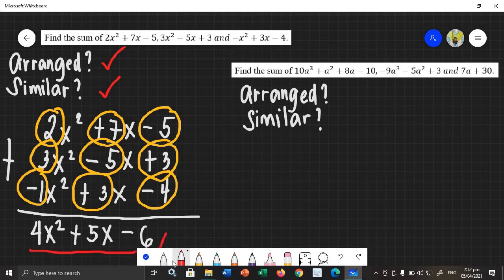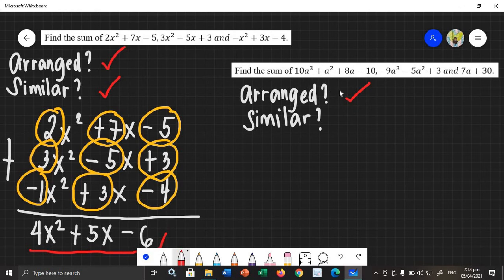Okay, and then last problem, we will be finding the sum of 10a raised to the third power plus a raised to the second plus 8a minus 10 and negative 9a raised to the third minus 5a raised to the second plus 3 and 7a plus 30. So check natin if each addends are already in standard form. So itong una, yes, it is already in standard form. Yung pangalawa, yes din. Yung pangatlo, naka-arrange na din siya. So, each addends are arranged in standard form already.